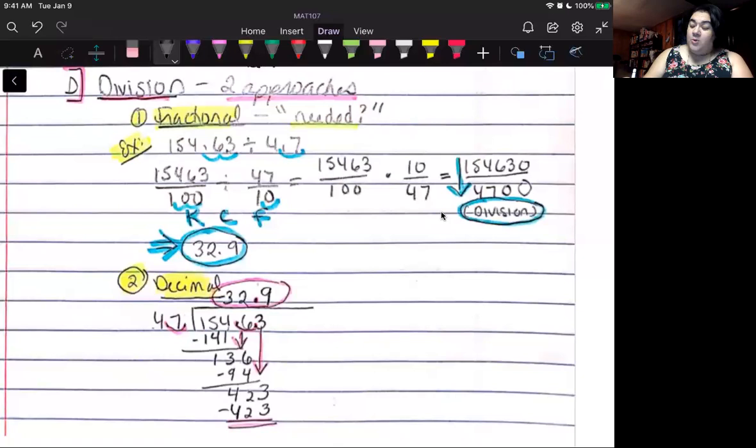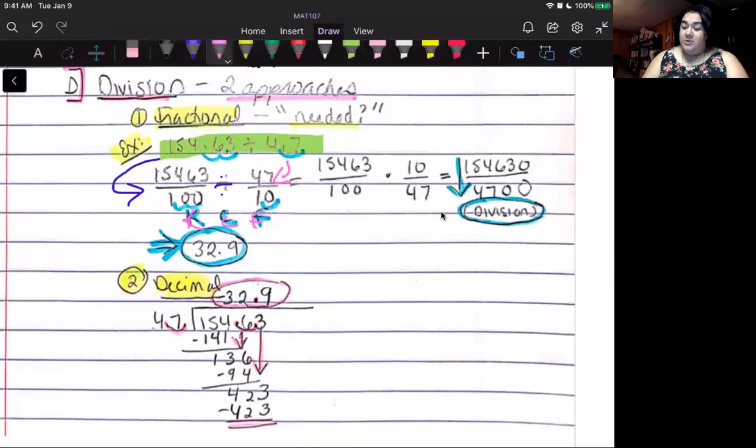Okay, so when doing division of decimals, here we have the problem of 154.63 divided by 4.7. We can definitely do the fractional approach where we turn 154.63 into its corresponding fraction, which is 15,463 hundredths. Being divided by, we take our 4.7 and turn it into its corresponding fraction, which is 47 tenths. And then we follow the rules for division of fractions, which is your keep, change, flip.